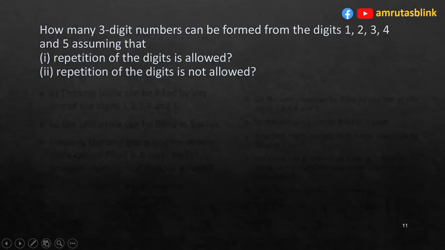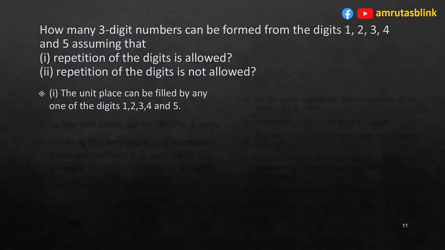How many 3-digit numbers can be formed from the digits 1, 2, 3, 4 and 5, assuming that repetition of the digits is allowed and repetition of the digits is not allowed? Now how many digits are given? There are total 5 digits available with us, that is 1, 2, 3, 4 and 5.